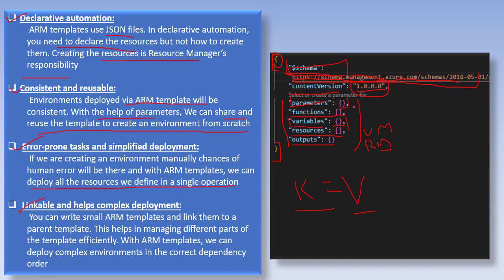Now even in parameters, if you see, there's a curly braces. Curly braces again key value. So you will have a parameter defined, you will give a name and you will give a value to it. Function is not key value, it's a bracket. Bracket is listing, list of items. Bracket stands for listing. So if you see closely, your resources is a bracket.